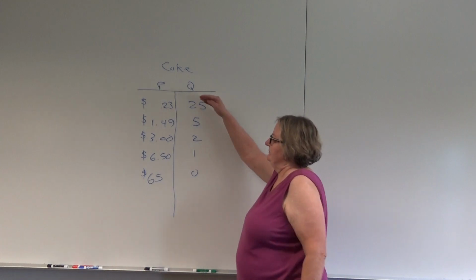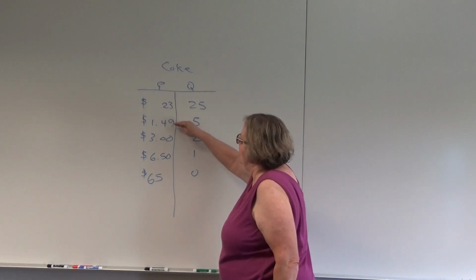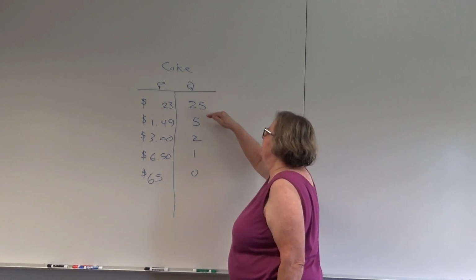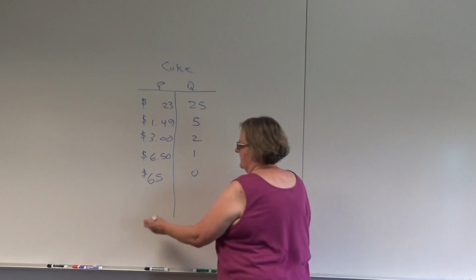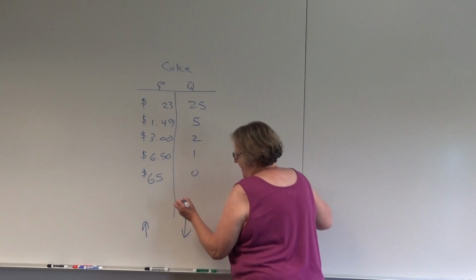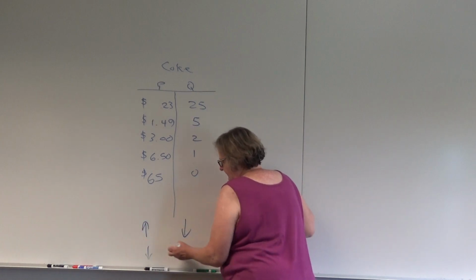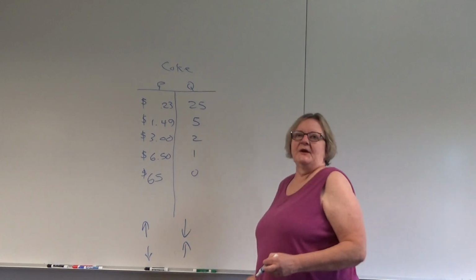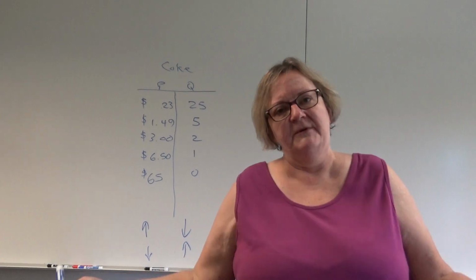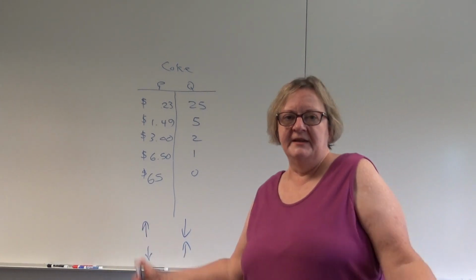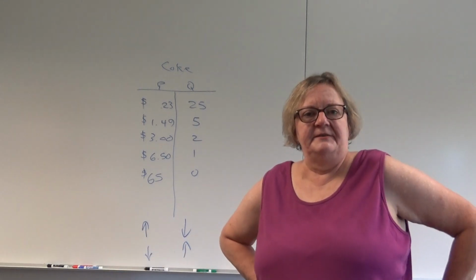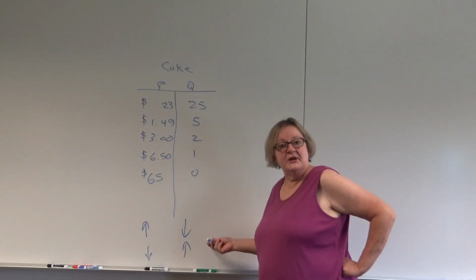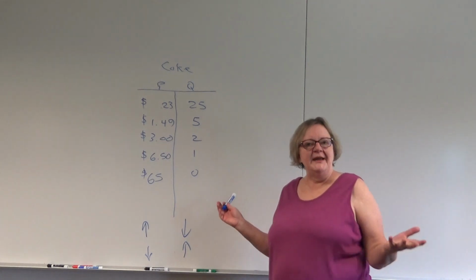What did we learn? We learned that as prices go higher, quantities go down. So while one's going up, the other one's going down, or while one's going down, the other one's going up, right? So what sort of a mathematical relationship is this? If you were in a high school math class, what would we say? An inverse relationship. They're negatively related.